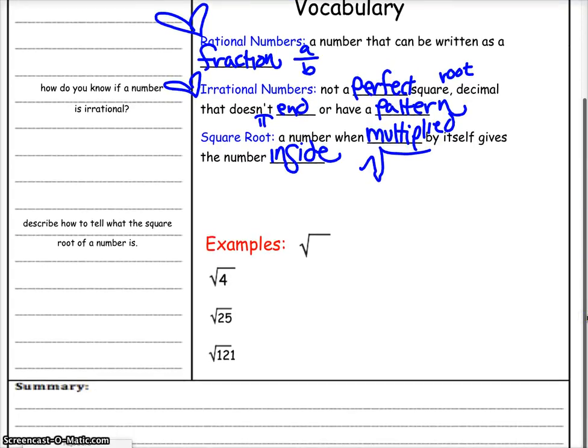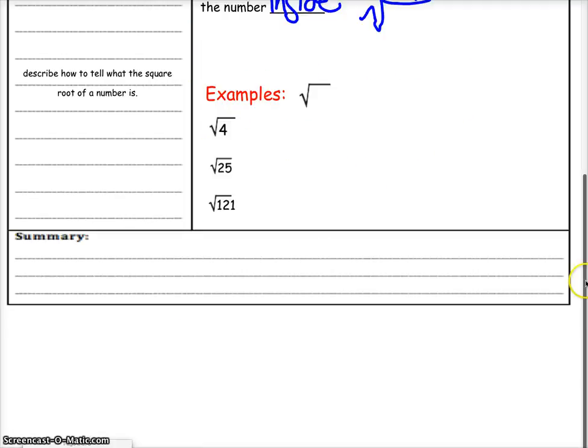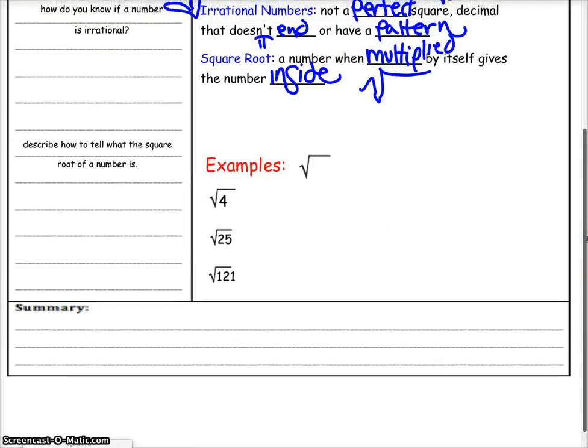So let's do a few examples. The square root of 4. So I'm asking myself, what number times itself gives you 4? And I know that 2 times 2 gives me 4, so 2 is the square root of 4. The square root of 25. What number times itself gives you 25? Well, I know 5 times 5 is 25, so the square root of 25 is 5.